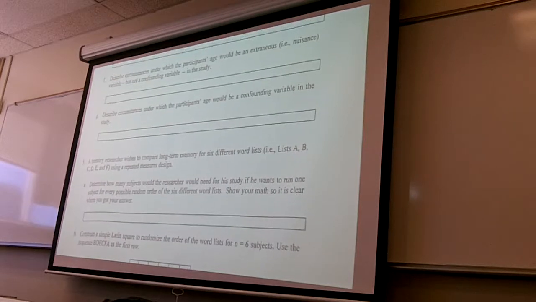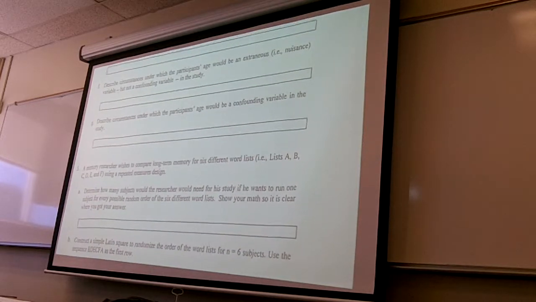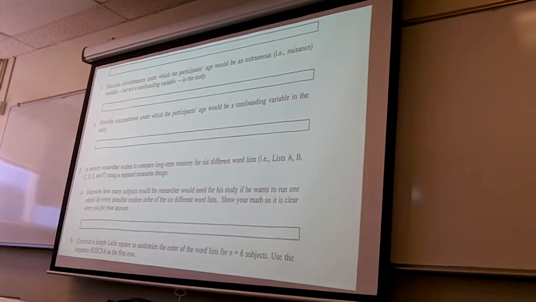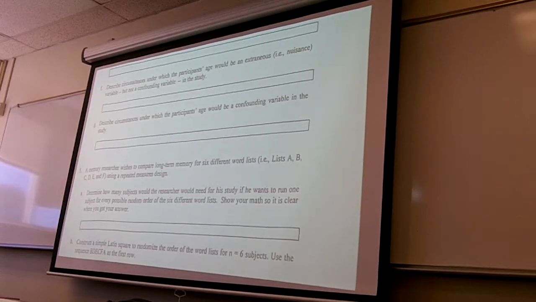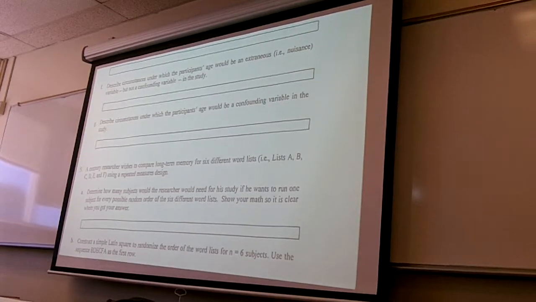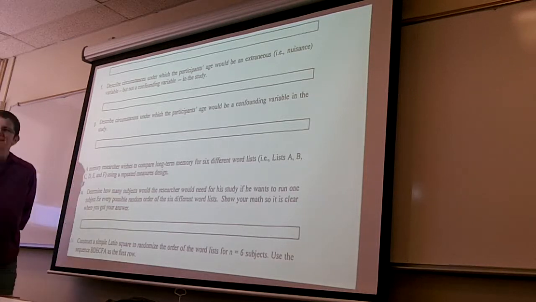Ooh, now we're going to get tricky. Describe circumstances under which the participant's age would be an extraneous or nuisance variable, but not a confounding variable in the study. Ooh. Now I'm getting tough.